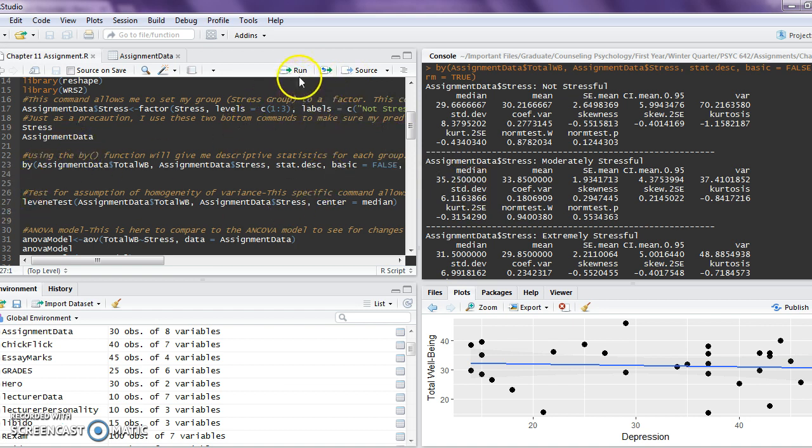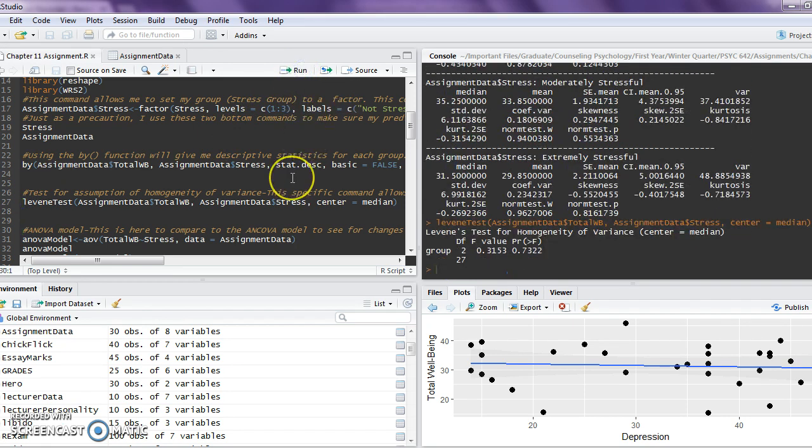So now we're going to test for the assumption of homogeneity of variance. We want this to be non-significant, because if it was significant, that would mean the variances between your groups are different, and that's not what you want, because then you'd violate the assumption.